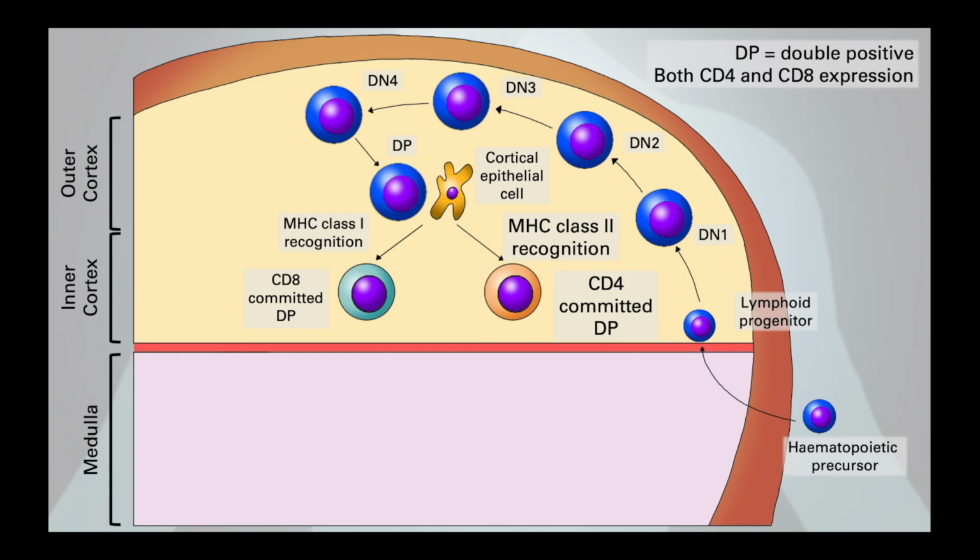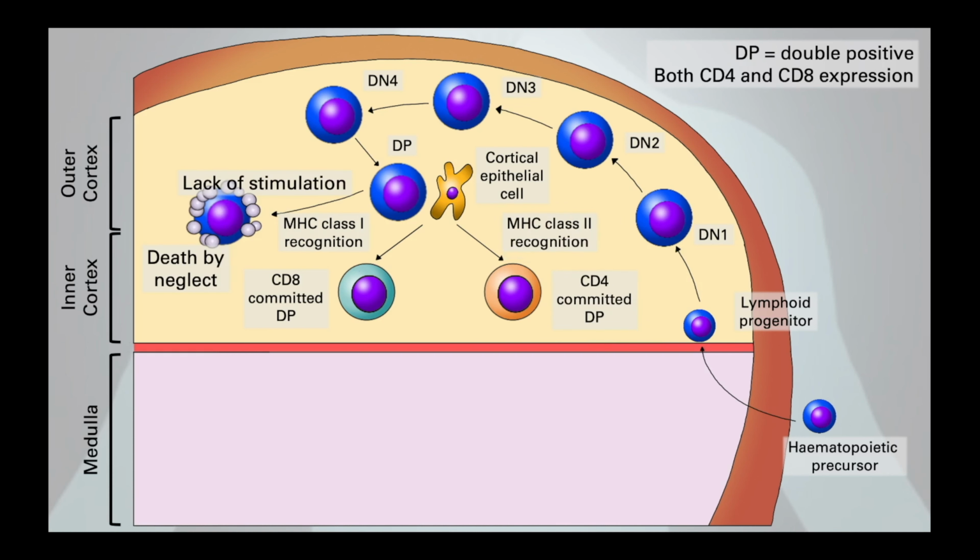If it cannot recognise our MHC or does not receive sufficient co-stimulation, then the T cell will undergo apoptosis in a process we call death by neglect. So now we have a CD4 or CD8 committed double positive cell. But these double positive cells have a relatively short lifespan of only a few days and need to be rescued, which is the process of receiving the right stimulatory signals, or they will undergo apoptosis.